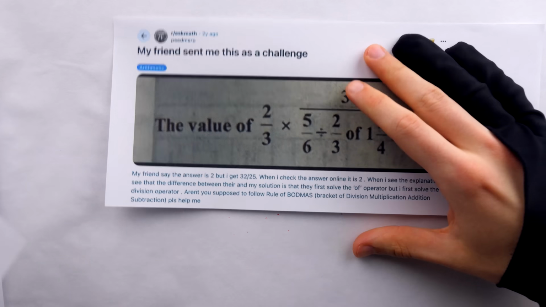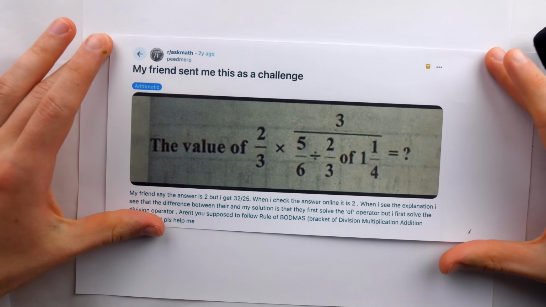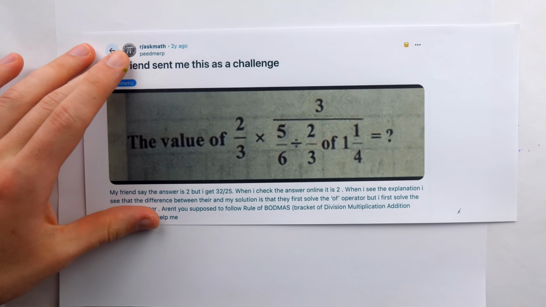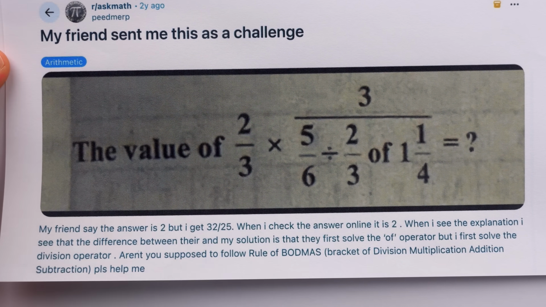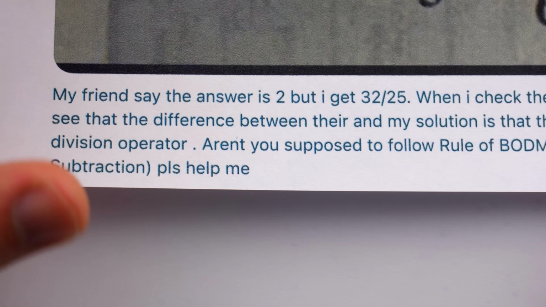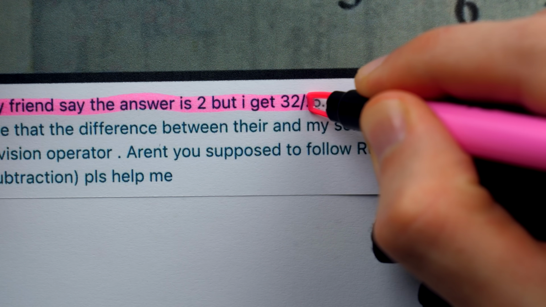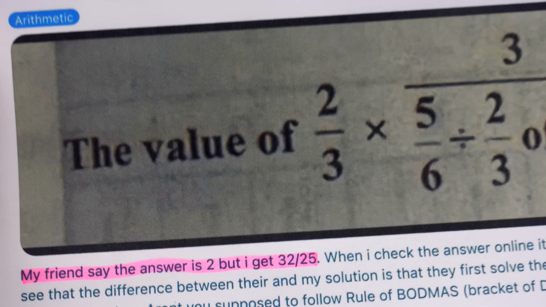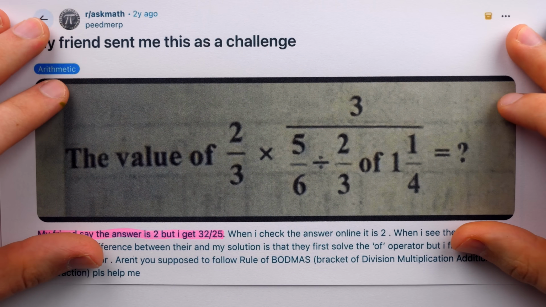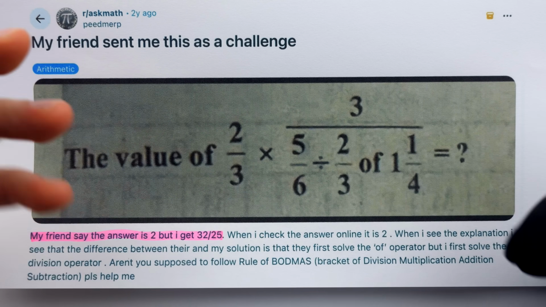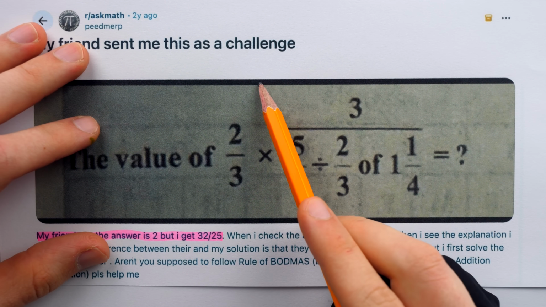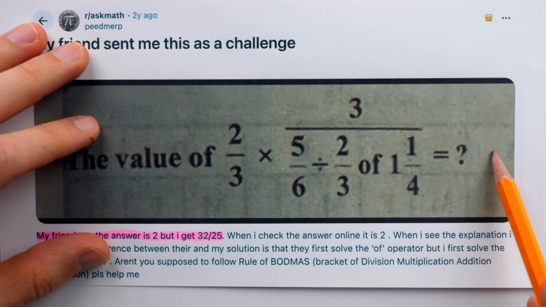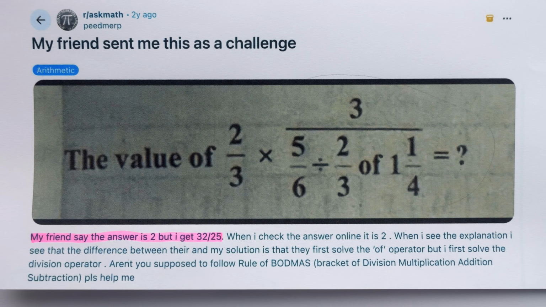If you've seen a problem more viscerally repugnant than this one, let me know, or maybe don't. The original poster of this deplorable exercise said he got 32/25, but his friend says the answer is 2. But if his friend sent this to him, I wouldn't trust that friend to ascertain the value of a $1 bill, let alone the value of a horrifically written equation with a question mark on the right side.